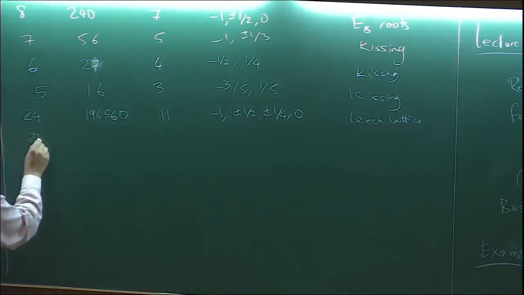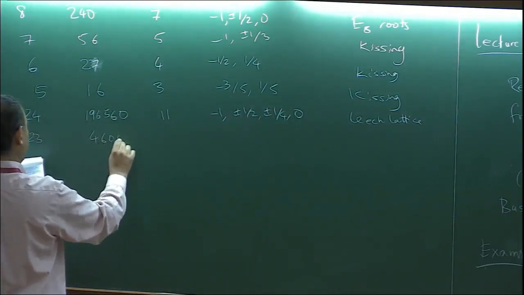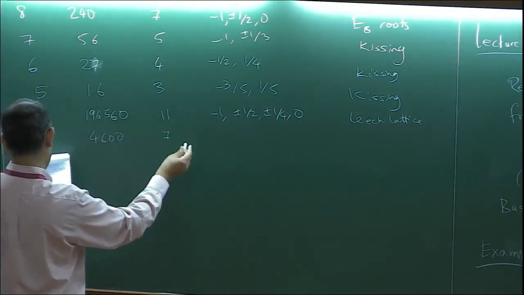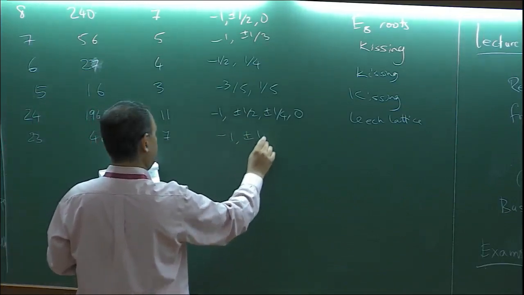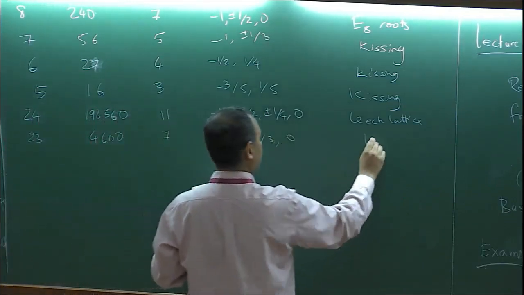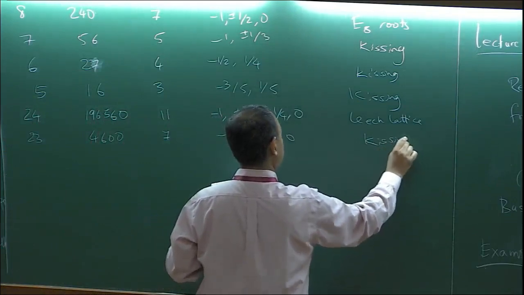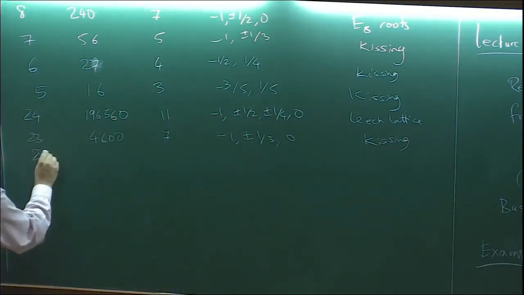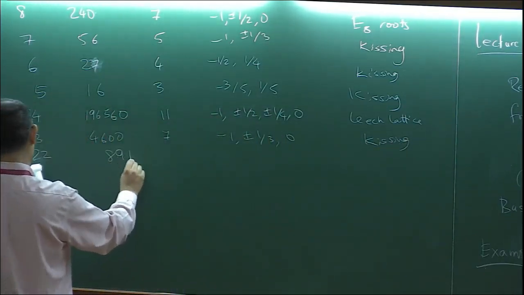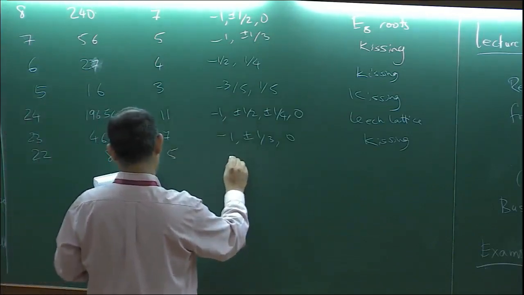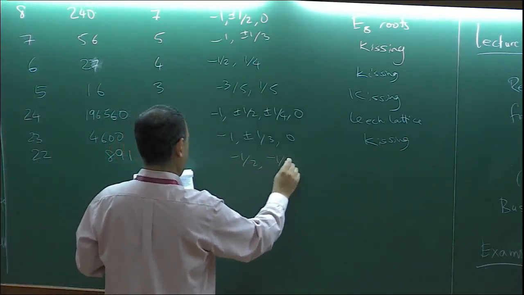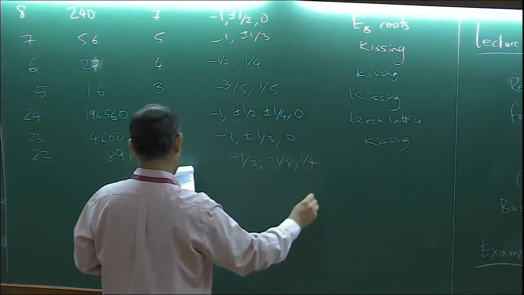Its configuration is 4600, a 7-design, -1, plus minus a third, 0. Its kissing configuration is 891 points, a 5-design, minus half, minus 1/8, quarter.